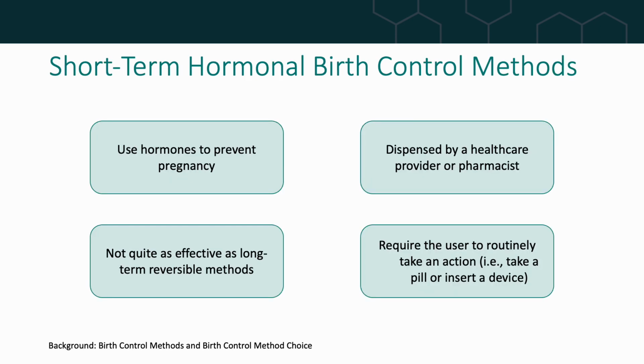Short-term hormonal birth control methods use hormones to prevent pregnancy. They are not quite as effective as long-term reversible methods. Short-term hormonal methods require some action by the user on a routine basis. For example, taking a pill or inserting a device daily or every few weeks or months. Additionally, as of the time of this recording, a healthcare provider must prescribe these methods. This can be done via telehealth appointment or by a pharmacist in some states. However, there are current efforts to expand access to making the pill available over the counter.